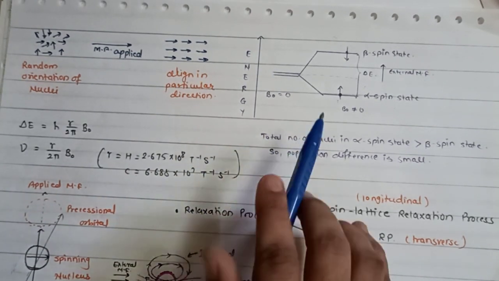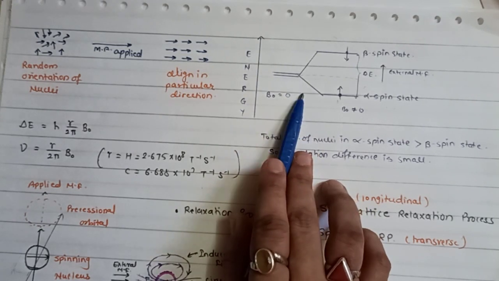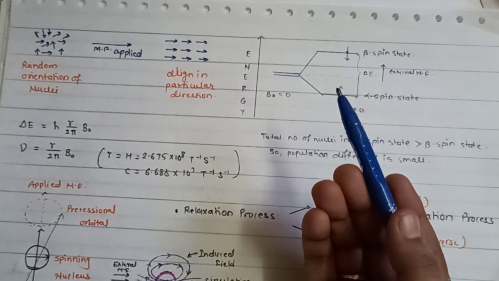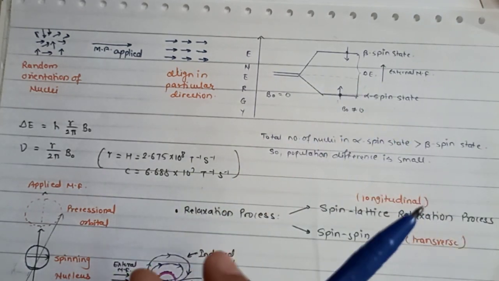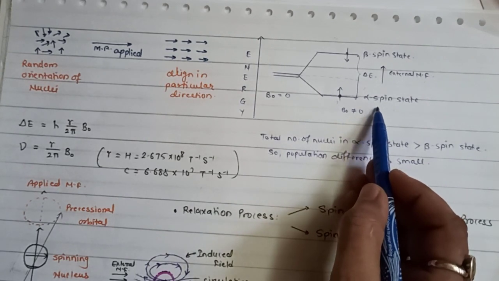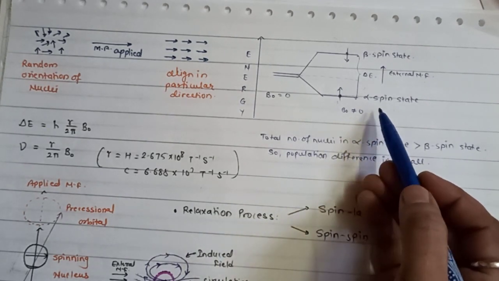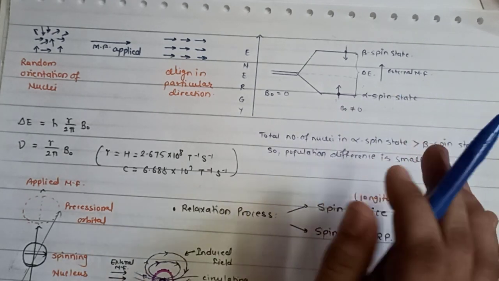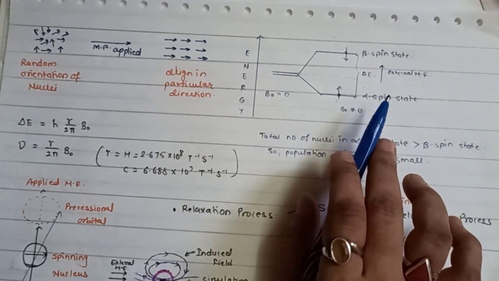When an appropriate energy, in the form of radio frequency radiation, is supplied to a nucleus occupying the alpha spin state, a transition takes place between the two spin states. The nucleus is said to be in resonance. So this is what we call, students, resonance.